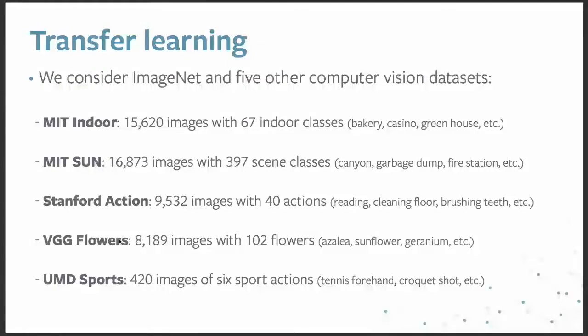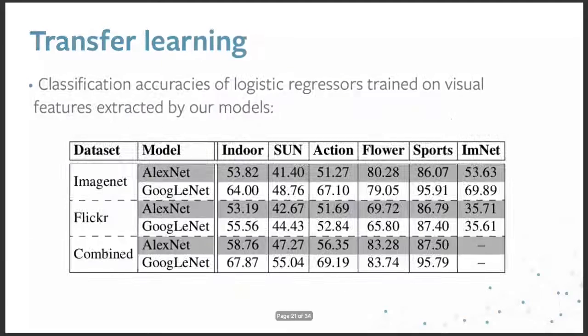Then to evaluate a little more the quality of the features we learn, we tried different transfer learning problems to specific domains like scenes, action, fine-grained classification, and sport. What we observed is that if we train on Flickr, compared to if we train on ImageNet, we obtain the same performance with an AlexNet, slightly better, but in the same ballpark, but for fine-grained, which is not very surprising. But we have a drop of performance if we use GoogleNet.